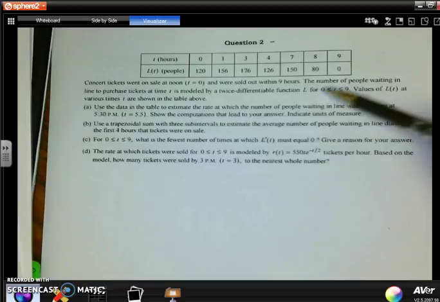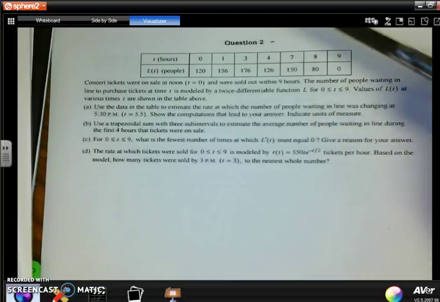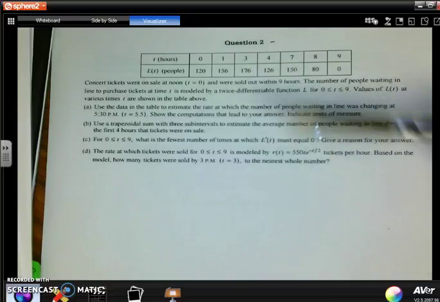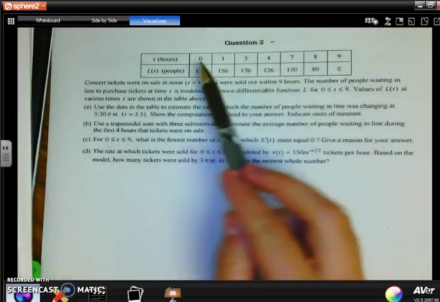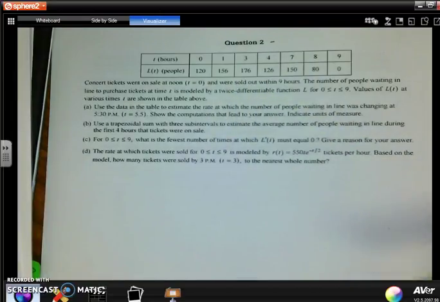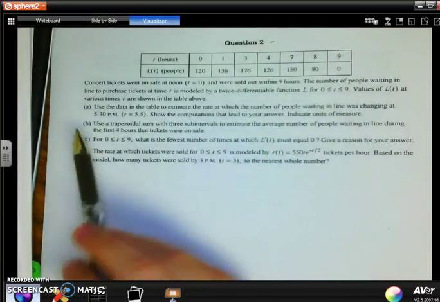Function L for, and I have my times here of 0 and 9. And the values of L are shown on the table above. Okay, so basically I have people and hours there. Immediately what I notice about this table is that the changes between the hours are not consistent. What I mean by that is from here to here is 1, but from there to there is 2. So I make a note that my intervals are not equal. And now I'm going to look and see what they want me to do here.